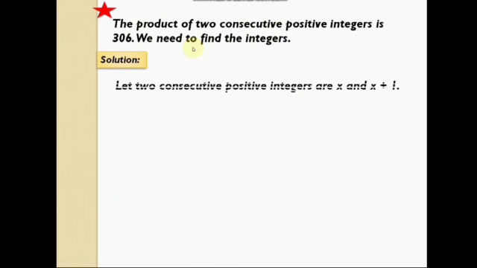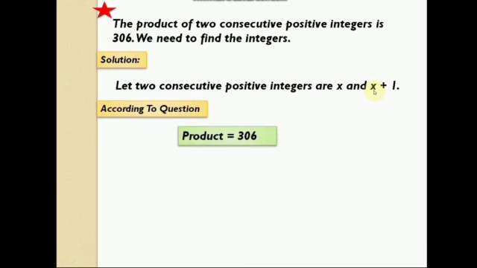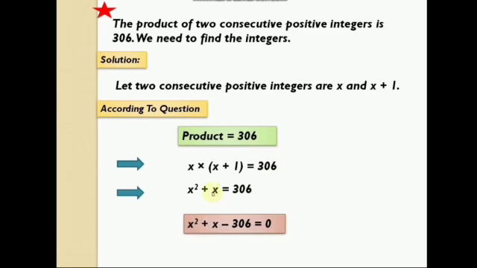So let's suppose the two consecutive positive integers are x and x plus 1. Now according to the question, the product is 306. We will multiply x by x plus 1 and we will get 306. Open the bracket: x square plus x equals 306, and we will get x square plus x minus 306 equals 0.